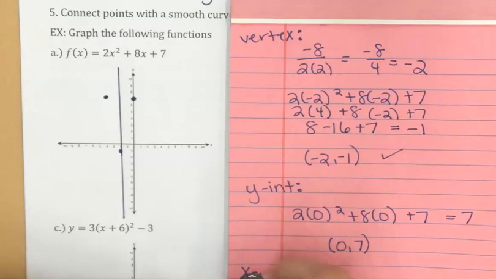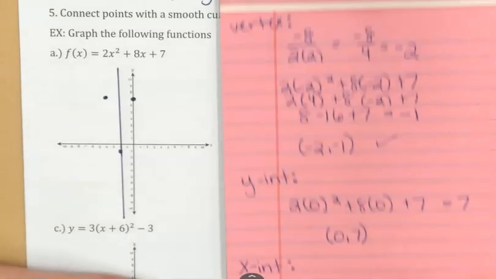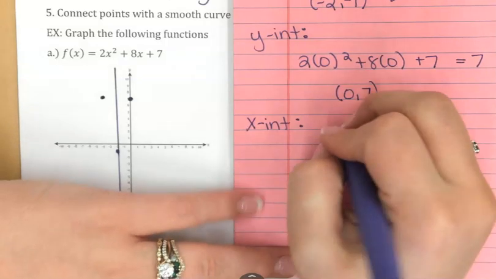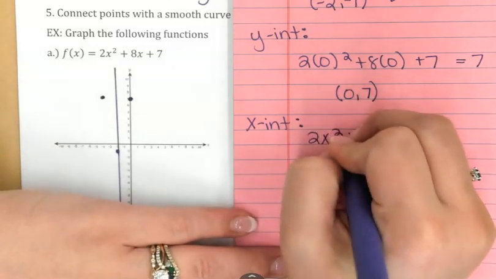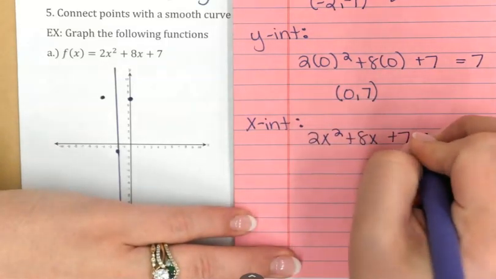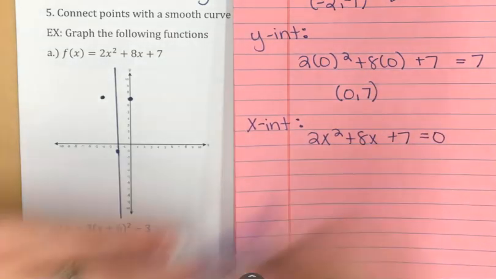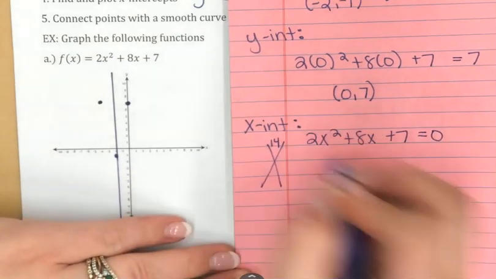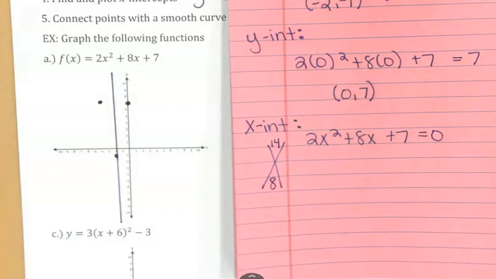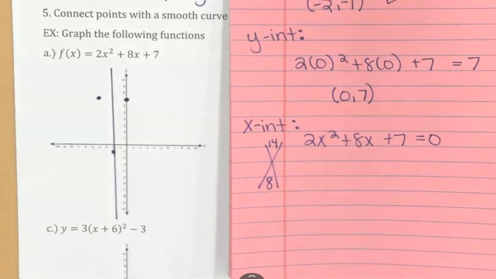Well, if I go to finding my x-intercept and I set my equation equal to 0, this is not going to factor. I don't have any numbers that multiply to 14 and add to 8. So it can't factor. I could use the quadratic formula, completing the square, any of those other methods to solve this. However, I'm not going to get whole numbers if I do that. So what I'm going to do instead is just find an xy pair. I'm going to use a table essentially.